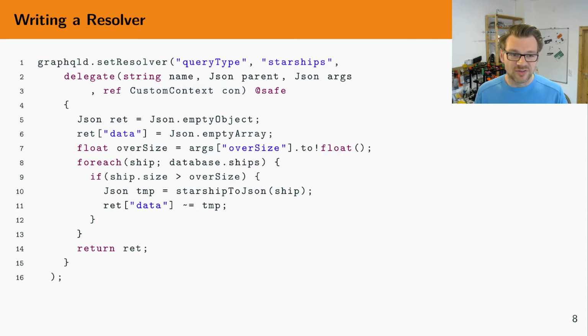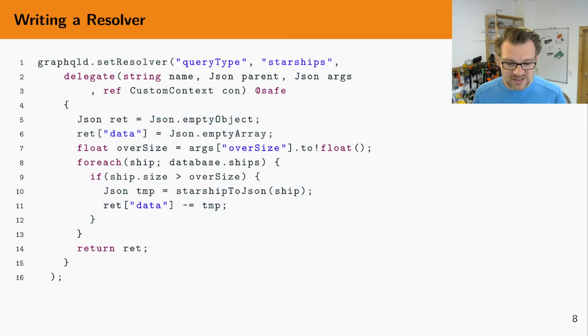Now what this delegate does, it iterates the database, and the database is coming from somewhere else. We don't really have to care about that because very likely people have different databases, and we iterate those ships in the database, and every ship that is over the given size, and you can see on line 7 how we get the size out of the oversize argument, out of the arguments we passed into this starships resolver. We're going to turn that into JSON and append it to a member called data in our return object.